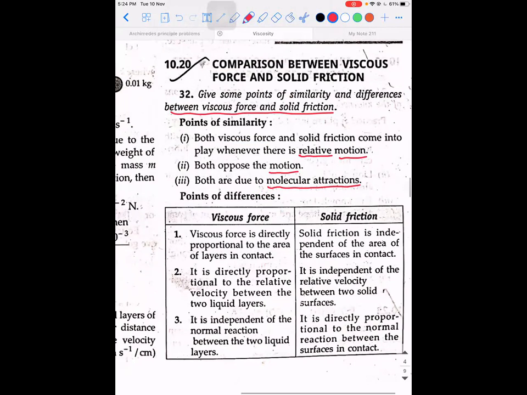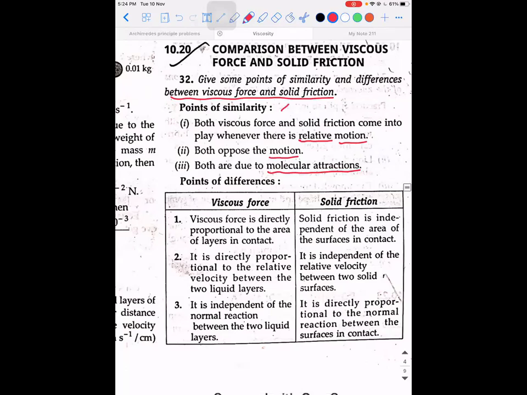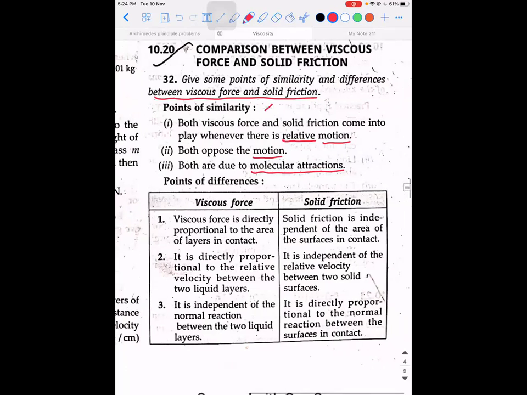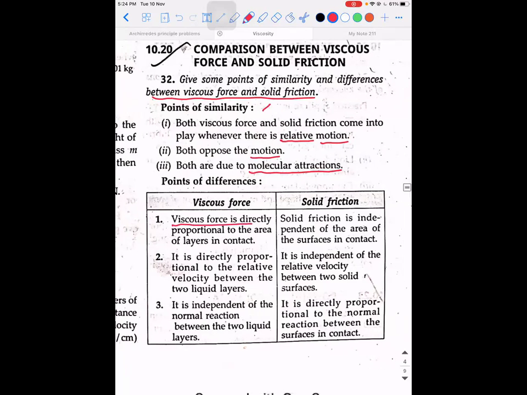Okay. So what are the points of difference? We have seen the points of similarity. Points of difference: viscous force is directly proportional to the area of the layers in contact, whereas solid friction is independent of the area of the surfaces in contact. It depends only on the normal force. Secondly, viscous force is directly proportional to the relative velocity between the two liquid layers, whereas solid friction is independent of the relative velocity between the two solid surfaces.